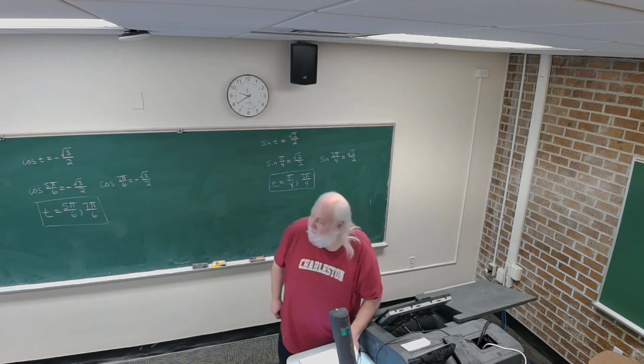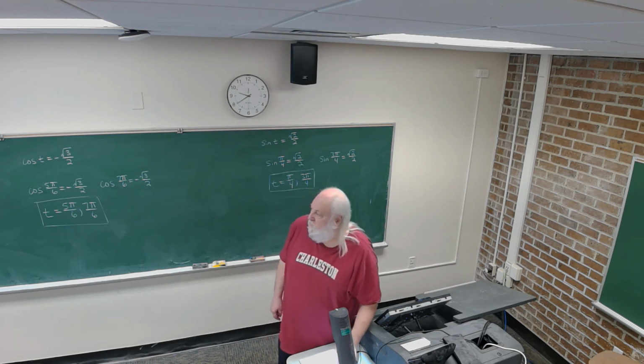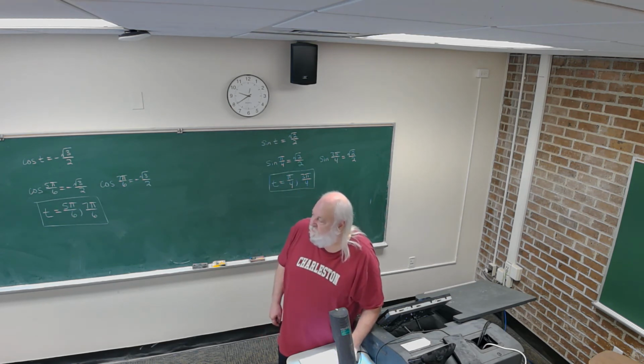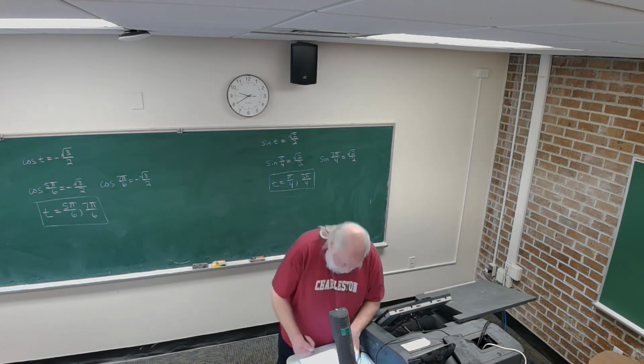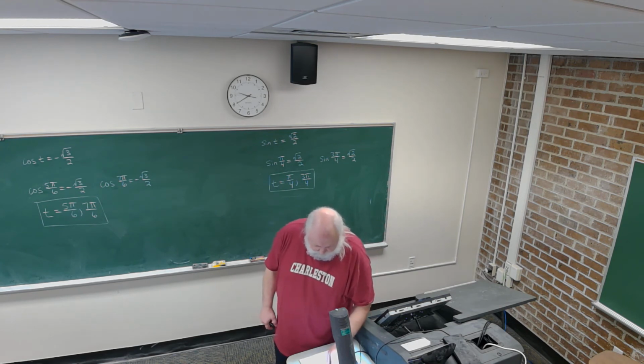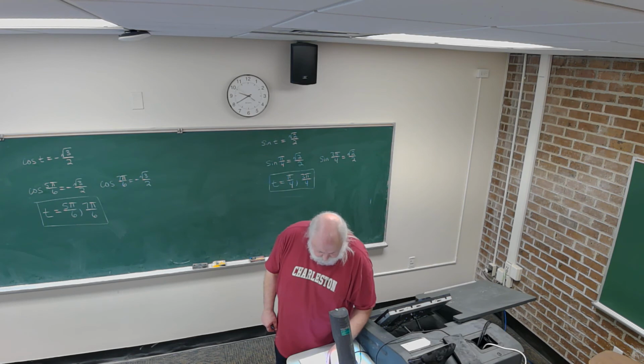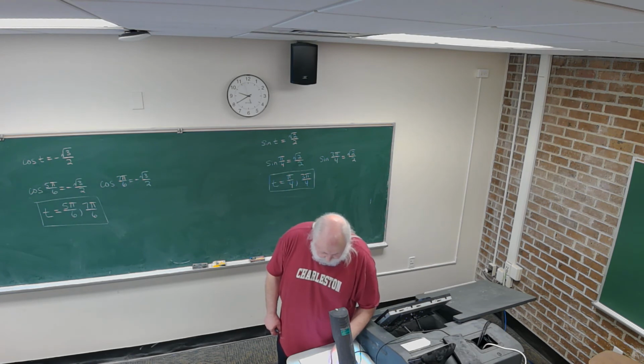Remember, pi over 2 radians is 90 degrees. So when you replace x with x plus pi over 2, it shifts the graph to the left pi over 2 radians, right? And so here's the graph of y equals sine x for one period. It starts at the origin. And now that entire graph gets shifted to the left pi over 2 radians.